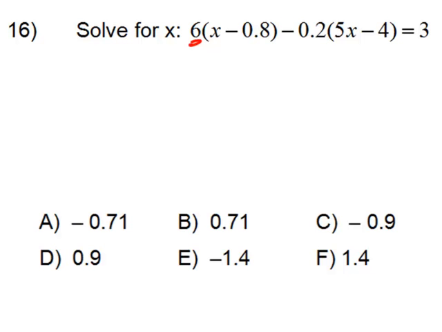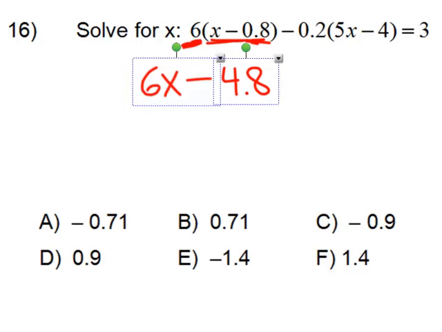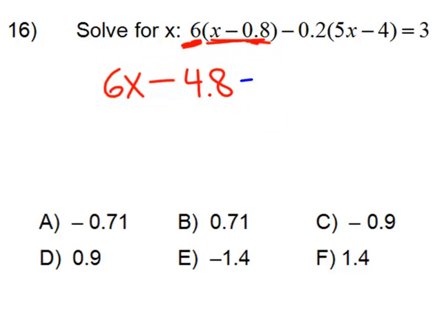Let's go ahead and distribute 6 to this binomial. So we'll get 6x minus, now 6 times 0.8 would give us 4.8, so minus 4.8. And let's go ahead and distribute the second part of this expression. So minus 0.2 times 5, well, that should give us 1 exactly, so minus 1x. And then we've got a minus 4, and if I distribute 0.2 to the minus 4, that would give us a minus 0.8 equals 3.